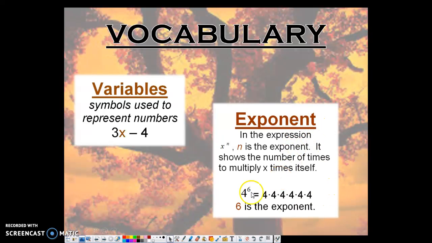An exponent is that little number up here at the top. So in this situation, the exponent is 6, which means 4 times 4 times 4 times 4 times 4 times 4. It's 4, 6 times.